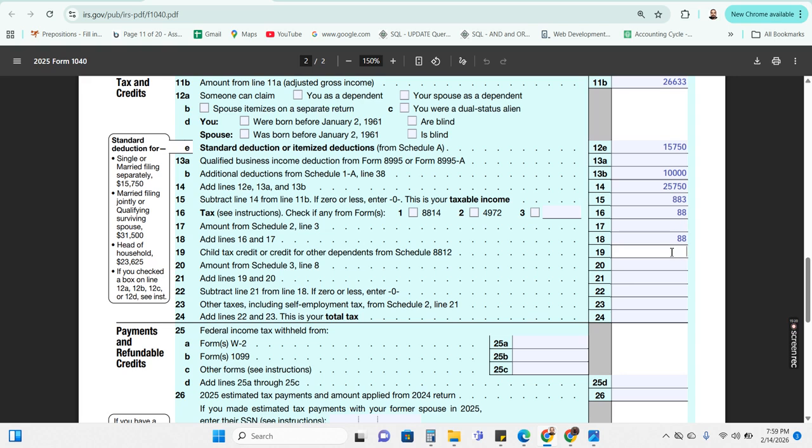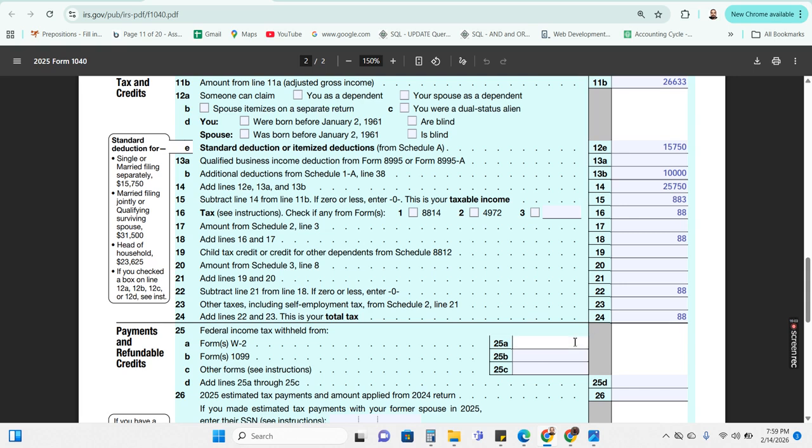Child tax credit or credit for other dependents from Schedule 8812. In this case, there is no child tax credit, so we are not going to do this. Amount from Schedule 3 and line 8, no. At lines 19 and 20, nothing. Subtract line 21 from line 18. If zero or less, enter 0. We have 88. Other taxes including self-employment tax from Schedule 2 line 21, nothing. So this is our total tax, 88.